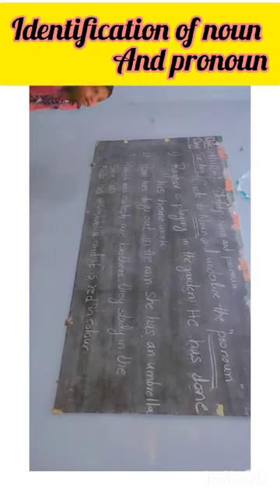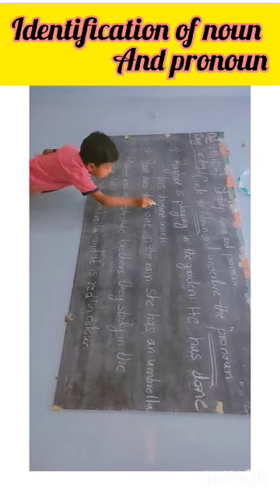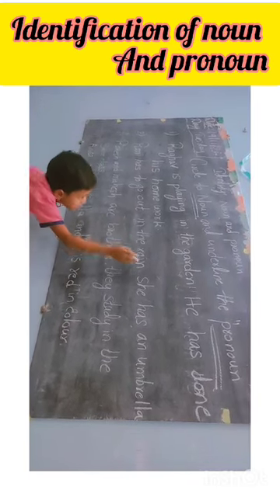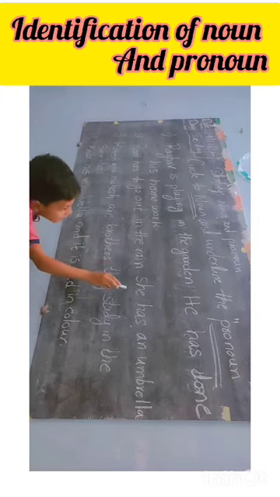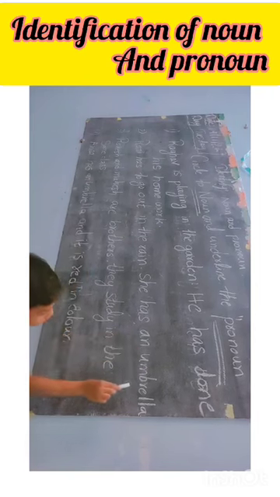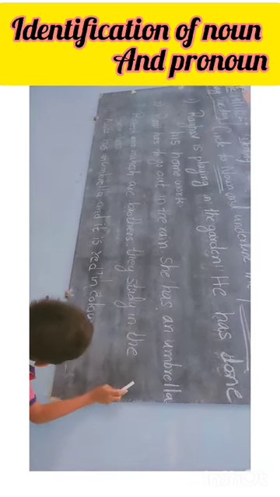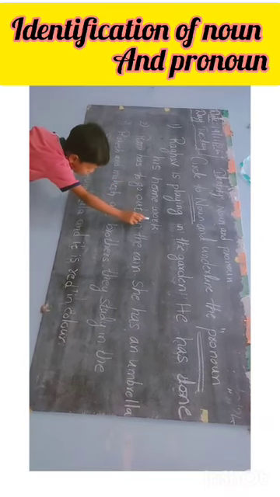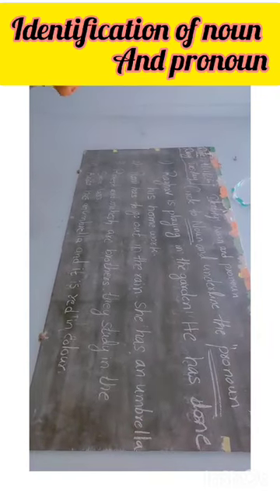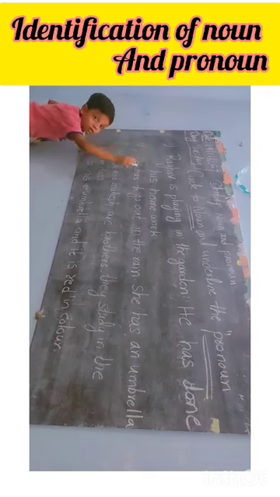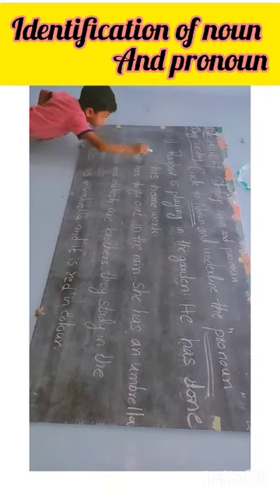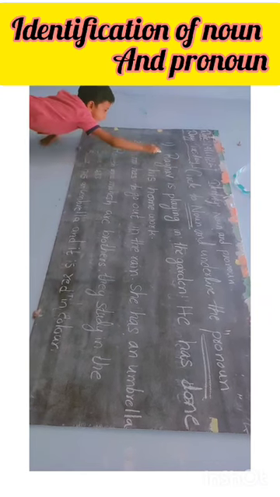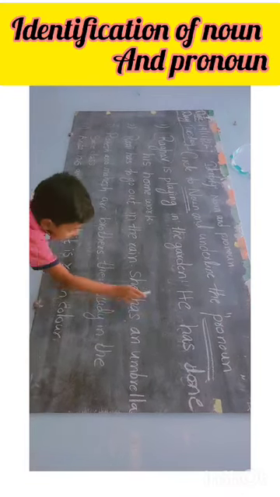First read the sentence. R-A-G-H-A-V. Raghav. His. Play. I am in the garden. Done. His home work. Then identify the noun. Which is noun? Read that. R-A-G-H-A-V. Raghav. Leave it. Which is pronoun? He. Underline it.